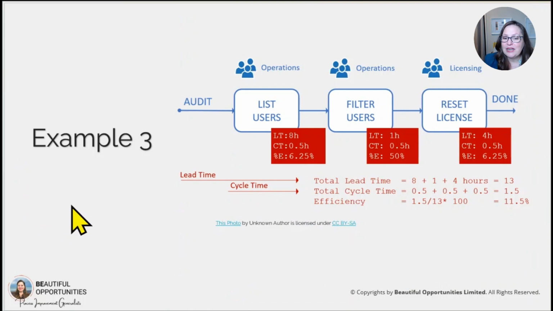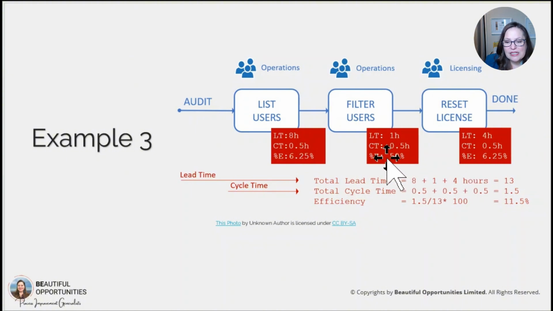So in this case, somebody has taken this to help them identify a bottleneck. It is not a classic example of a value stream, but it is a version that they've created. And so here you can see they do some kind of an audit. When they do the audit, they list the users, they filter the users, and they reset the license before it's done. Now, in each of these steps, you can see the lead time and the cycle time.